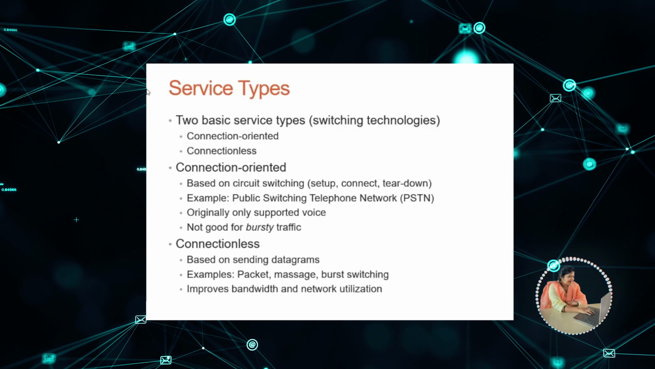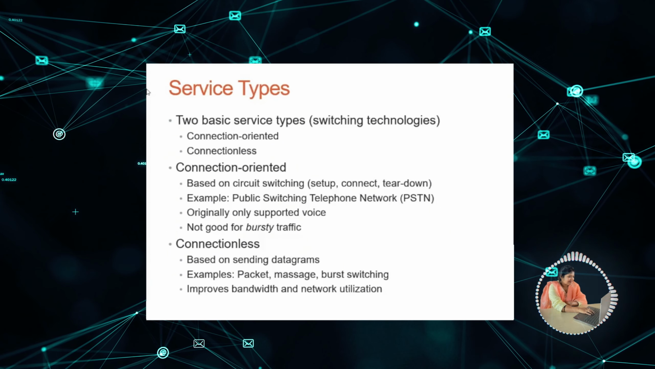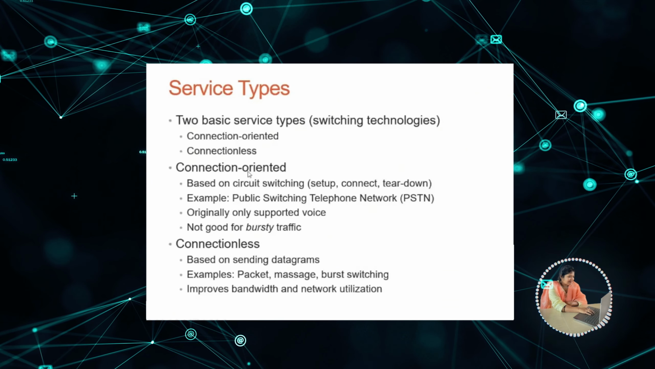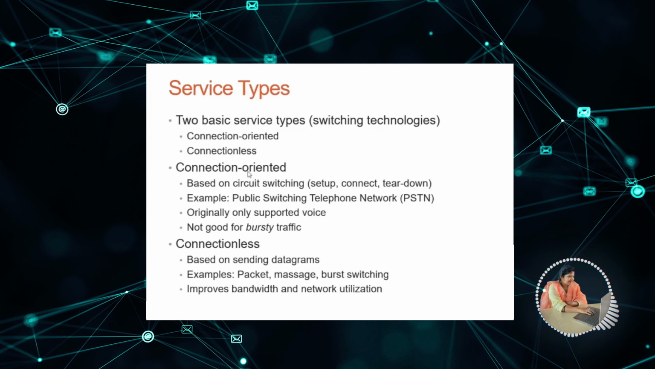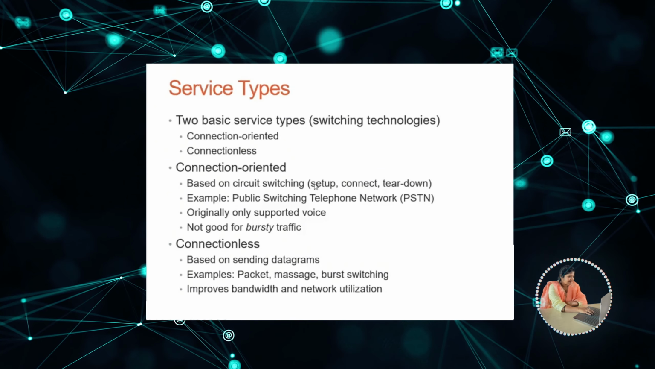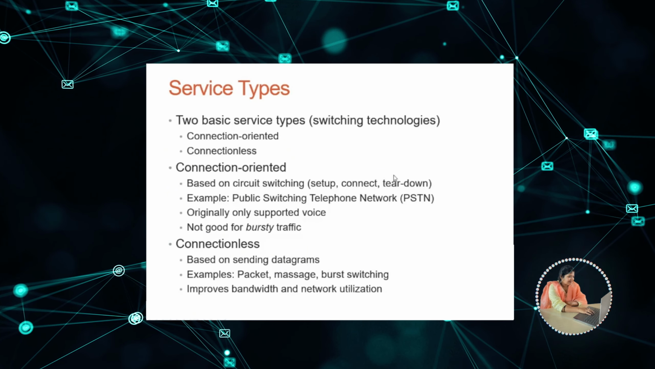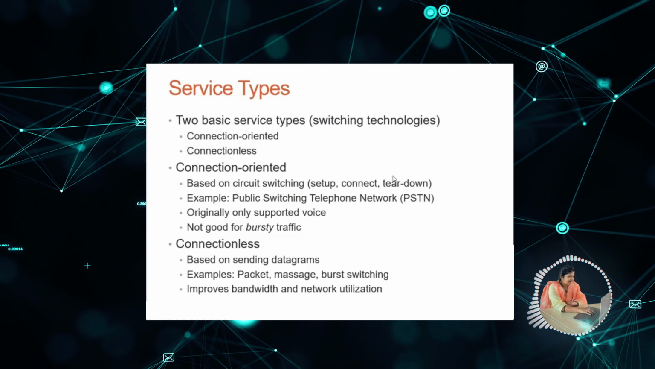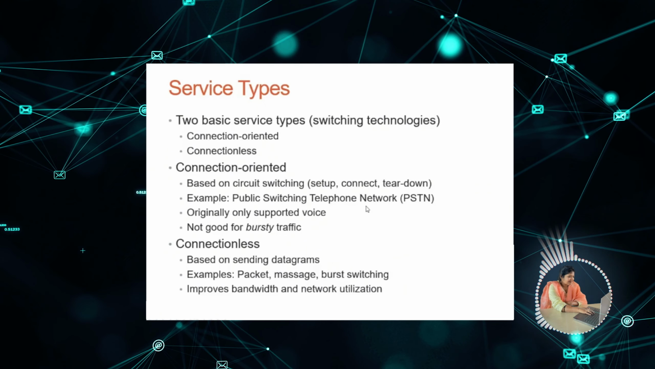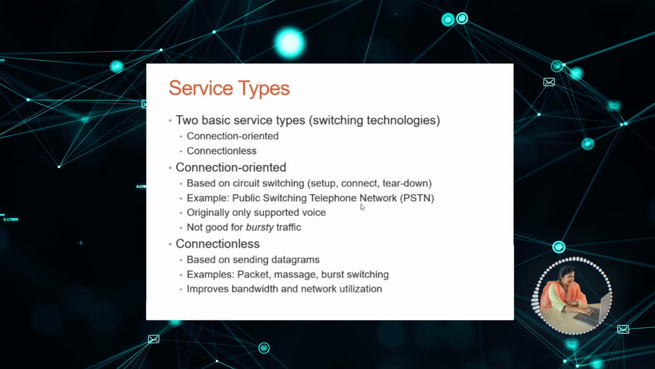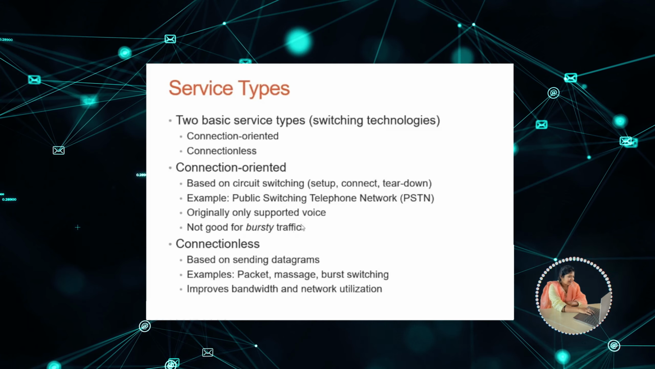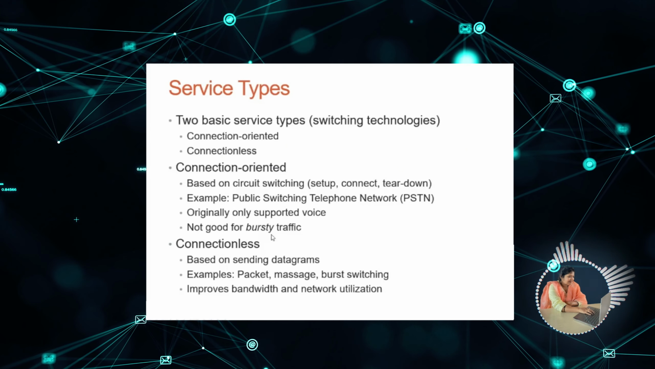Now what are the service types? There are two basic service types, connection oriented and connectionless. What is the first, connection oriented? That means it is a switching network, circuit switching. So it requires three steps: setup time, connected, and tear down, which means you have to close the connection. Okay, so the best example is the public switching telephone network. This is very important, that the public switching telephone network is using a connection oriented service. Right? Mainly it supports voice, okay, and it is not good for bursty traffic.